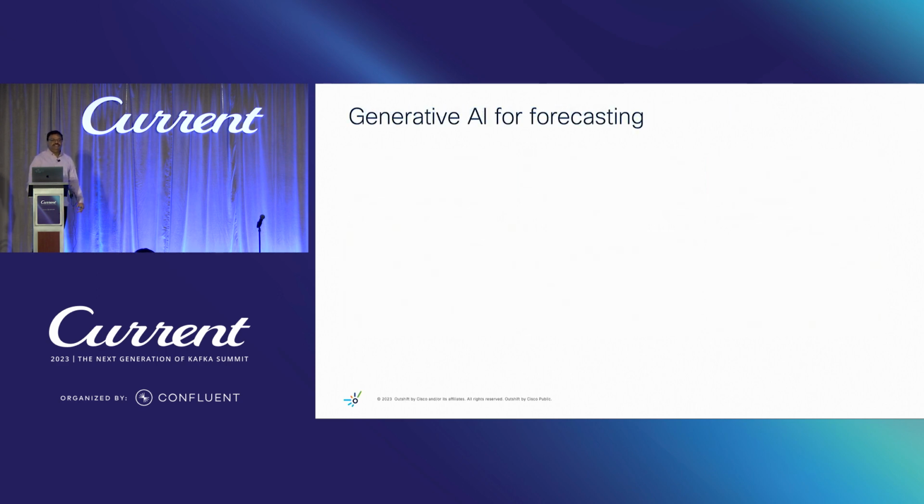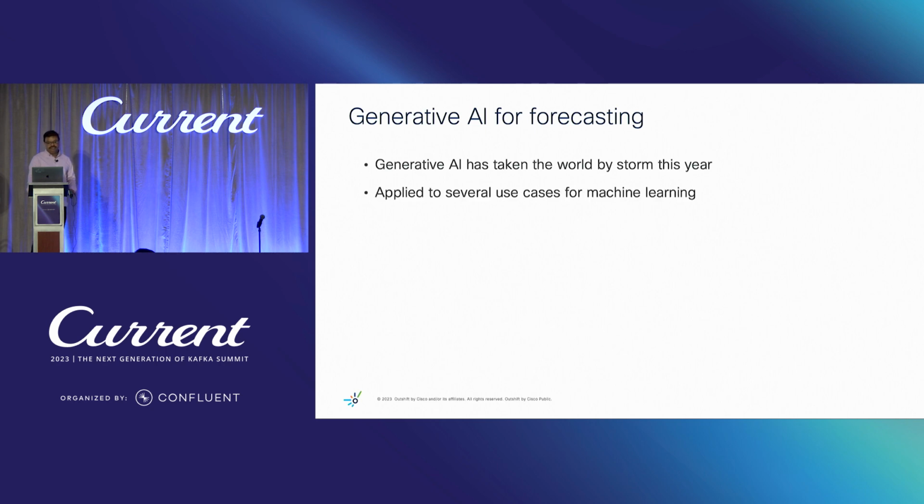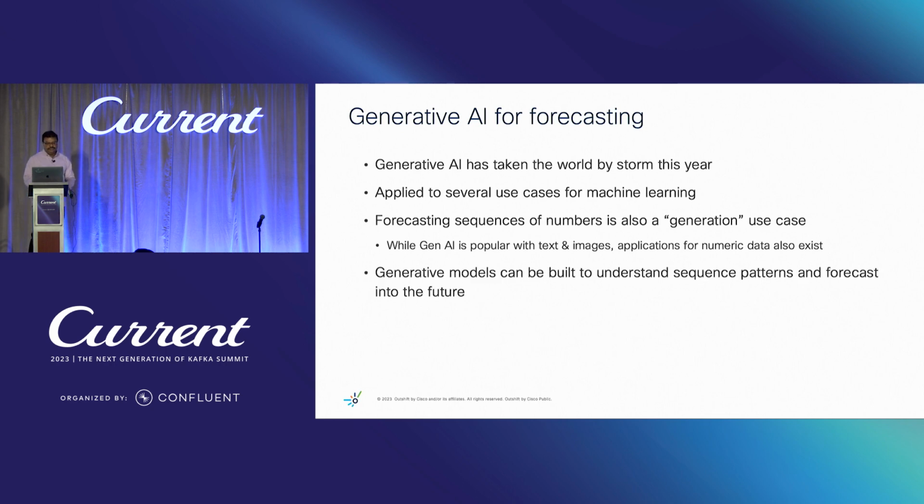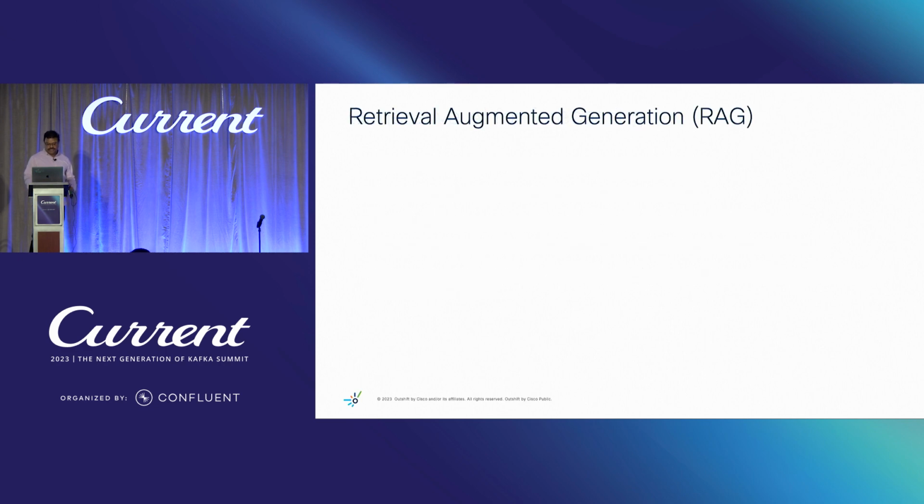So this is where we get into the generative AI world and what we can do with it. And as you know, Gen AI is something that you're hearing all over the place, especially this year. And this has been applied to several use cases in machine learning. Now, the interesting thing is even forecasting sequences of numbers is a generation use case. Mostly people think Gen AI is all about text or images or videos. But generative AI is also generating the next sequence of numbers. So can we apply the generative AI techniques for forecasting Kafka lag? Generative AI models can be built to understand sequence patterns, and then you can use them to forecast into the future. And that's what we're trying to do here.